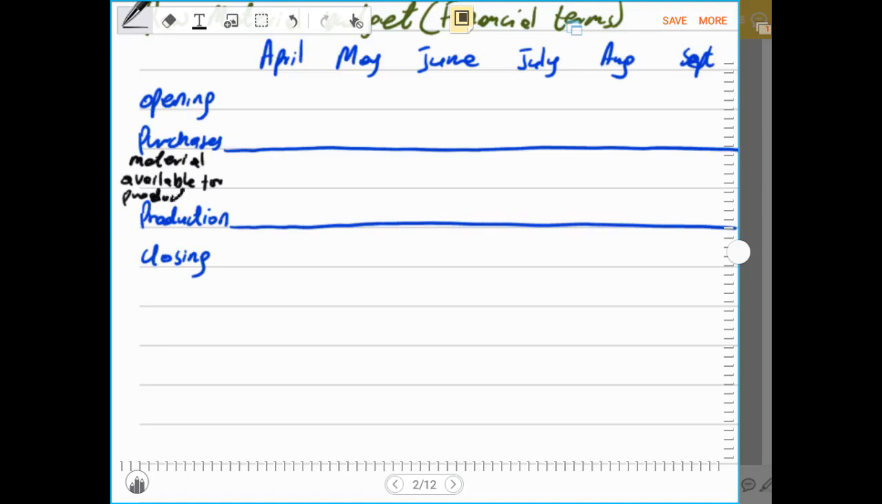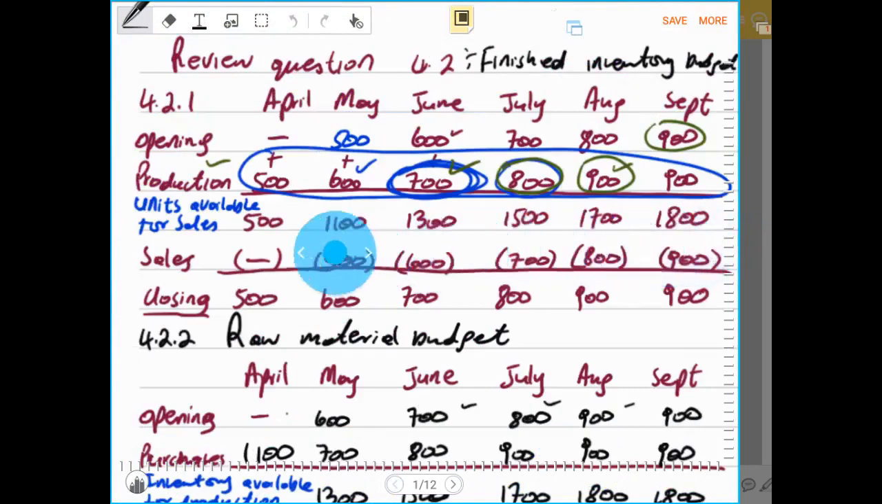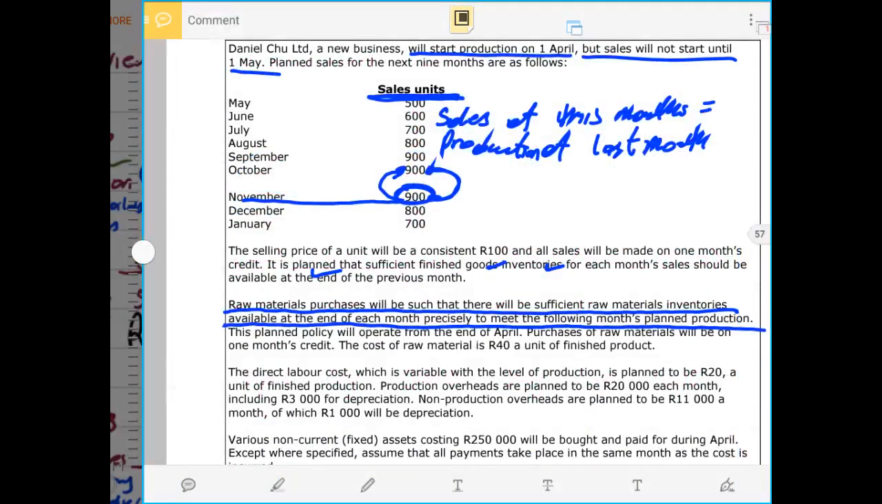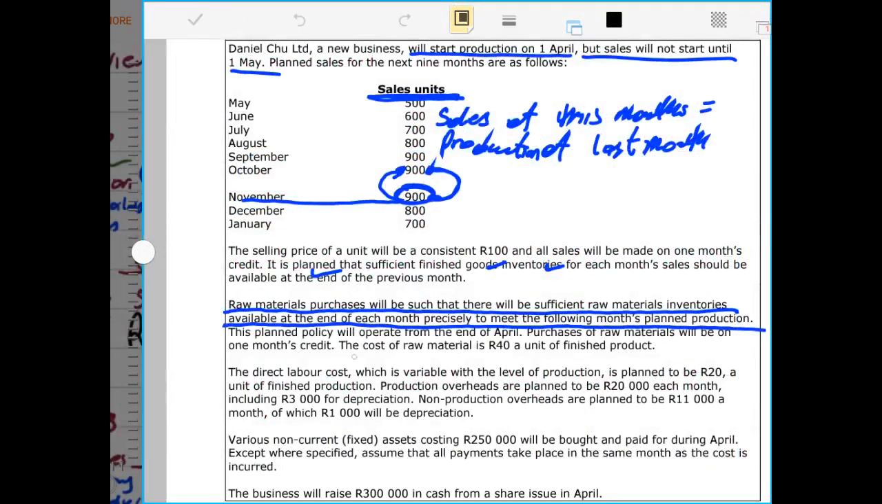Material available for production. That's not important, but I'm just highlighting it so that you know that is the material available for production. There will be no opening. And now what we do in this budget, we are just adding the value to the units. And how do we do that? We already know that the cost of raw material is 40 rand a unit of a finished product. So now that is the raw material that we will be dealing with.